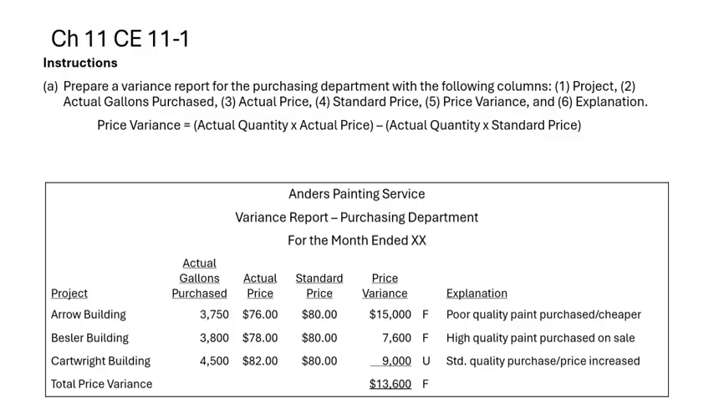And then finally, the Cartwright Building, 4,500 gallons purchased. $82 was the price they paid compared to the standard of $80. So we were $9,000 unfavorable in the price variance for Cartwright, and that's because the standard quality was purchased, but the price increased. So they used what they should have used, but it was just a higher price than what they had set as the standard. And then the net of that for the total price variance is $13,600.